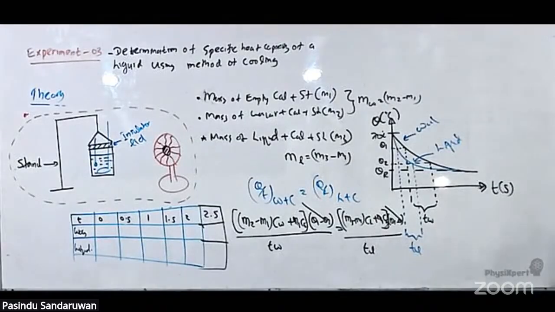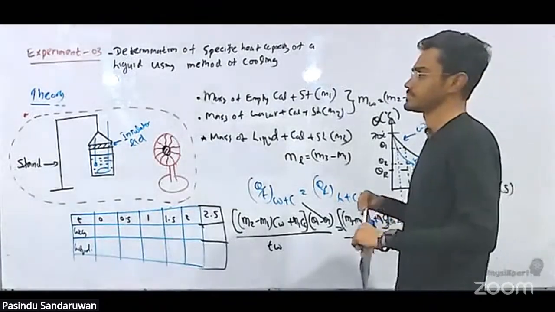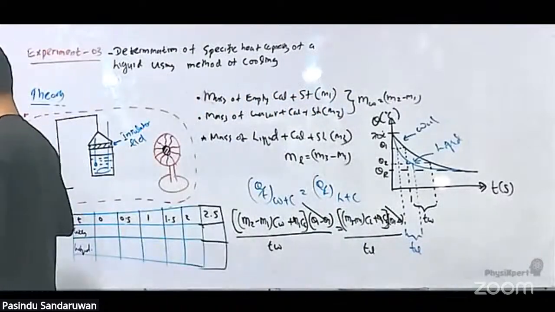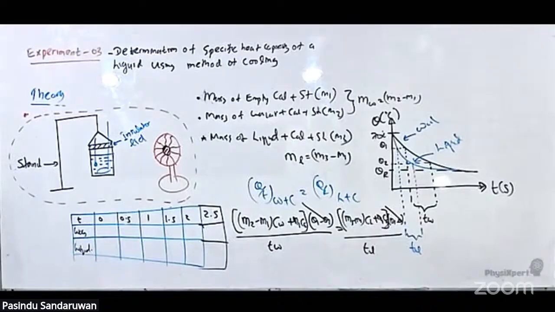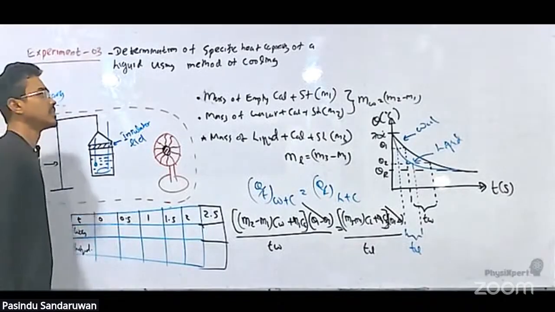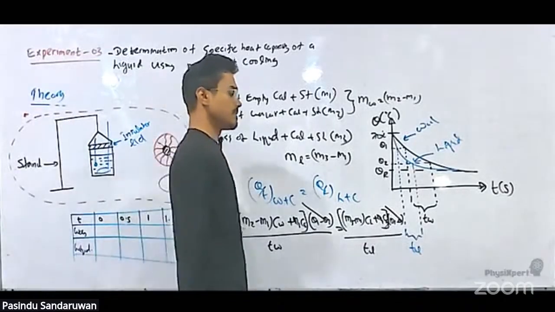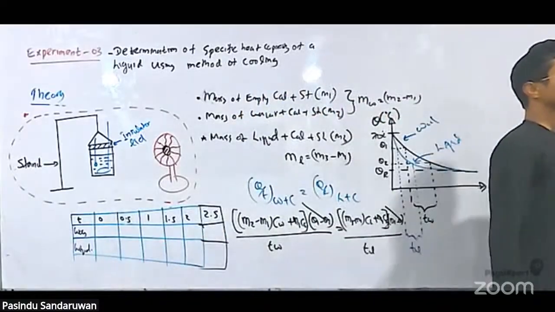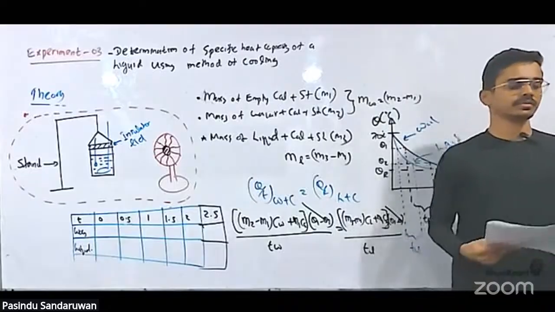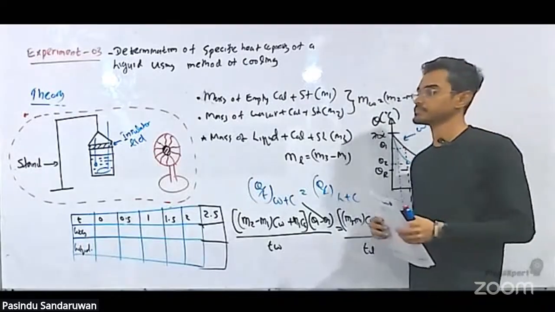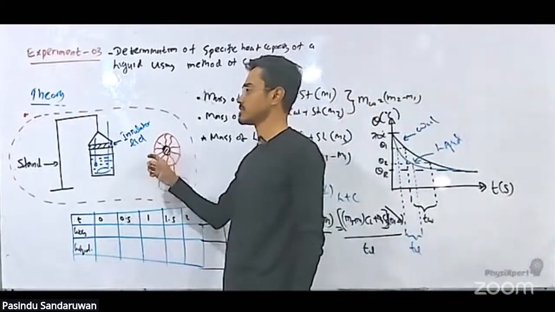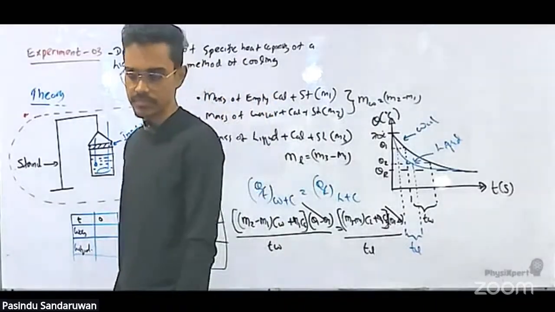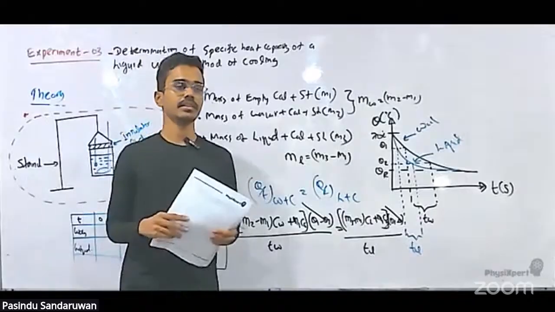Okay, write down the method. First point: measure the mass of the empty calorimeter with stirrer.